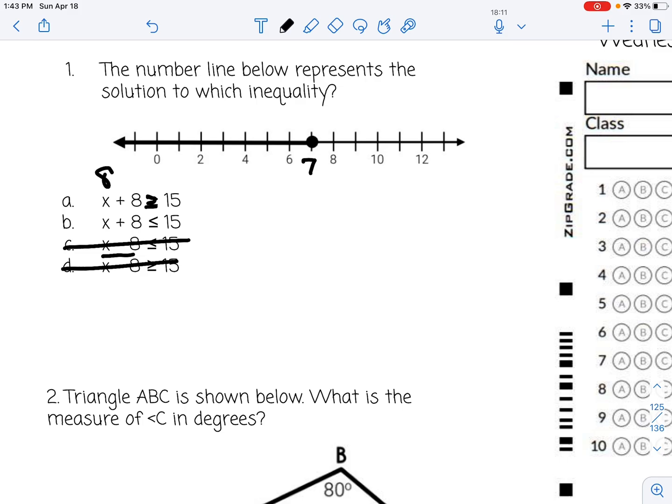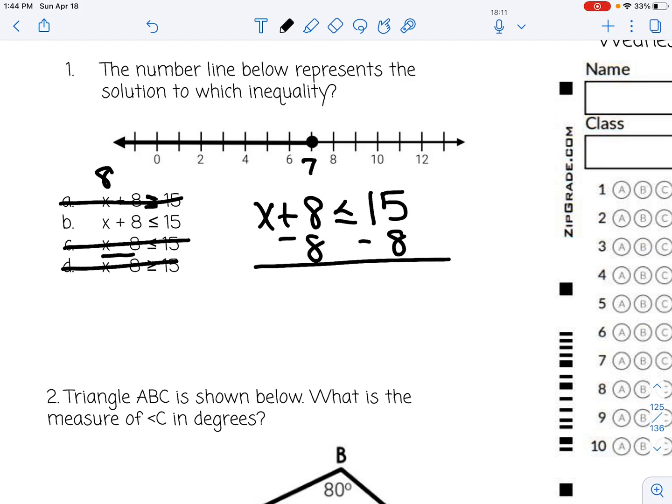So let's plug in 8. If I have 8 plus 8, this is going to tell me that 16 is greater than or equal to 15. But is my number line going anywhere for 16? No, it is not. I can mark out A, but let's make sure that B is going to be my answer. So x plus 8 is less than or equal to 15. So minus 8, bring my variable down. So x is less than or equal to 7.